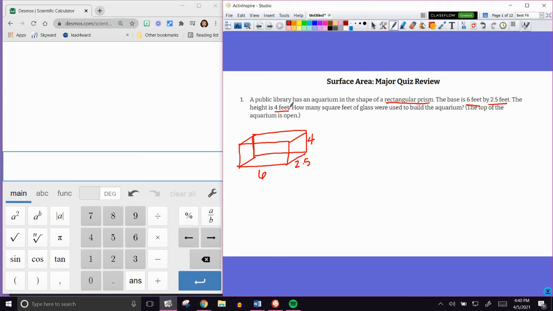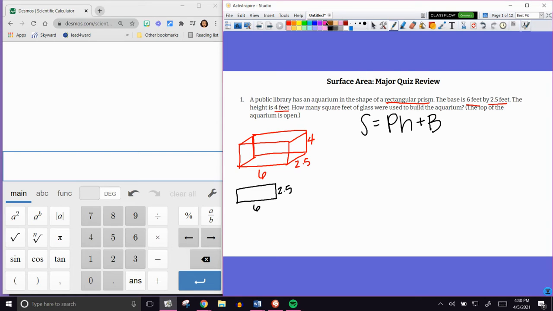Now it says that I'm not going to use the top of the aquarium. So that means I want my lateral and only one base. If we think about our formula, S equals Ph plus 2B, that's our lateral plus 2 bases. But like I said, if there's no top, then we don't want 2 bases. We only want 1 base. Okay? So I'm going to pull out my base, and that was 6 by 2.5.